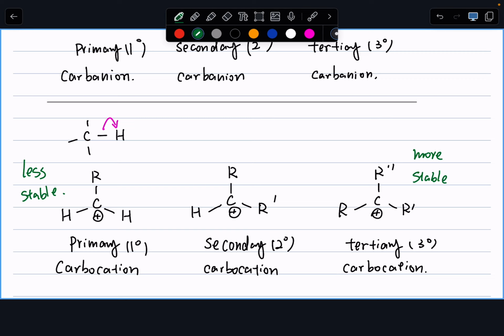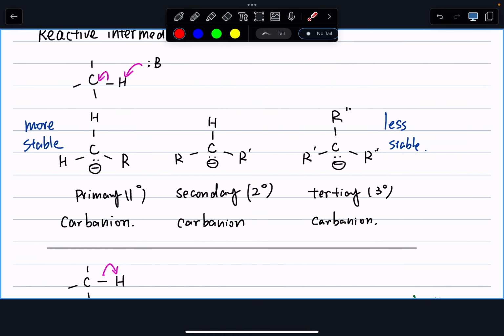Yes? Are the R and R groups different, or not? They can be different or the same, it doesn't matter, just some kind of alkyl group. Yes? Why does the stability trend work this way? The stability trend is different because in this case, we're missing electrons. So more R groups are able to stabilize the vacancy, right? In the carbocation, we don't have enough electrons, but in the carbanion, we have too many electrons. So more R groups are destabilizing the carbanion. The stability trend is different because we have different reactive intermediates.